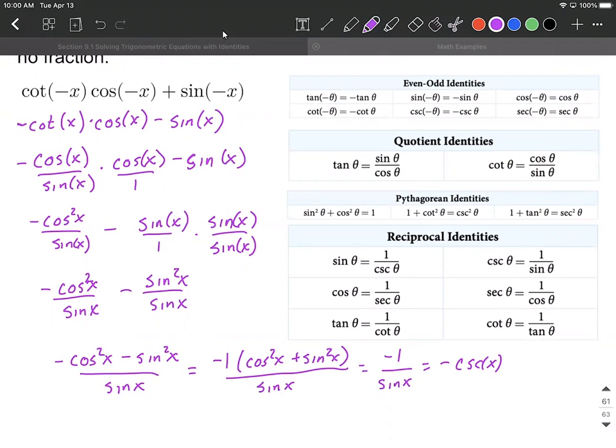So as you get going on these, remember, get rid of the negatives from the inside using the even odd identities, then replace everything in terms of sine and cosine. Sometimes that's quotient identities, sometimes reciprocal identities, and then work some algebra to make these into a single function. Whenever you get squares involved, be thinking Pythagorean identities. And then usually at the end, you want to use reciprocal identities to make sure that you have a single trigonometric function without a fraction.